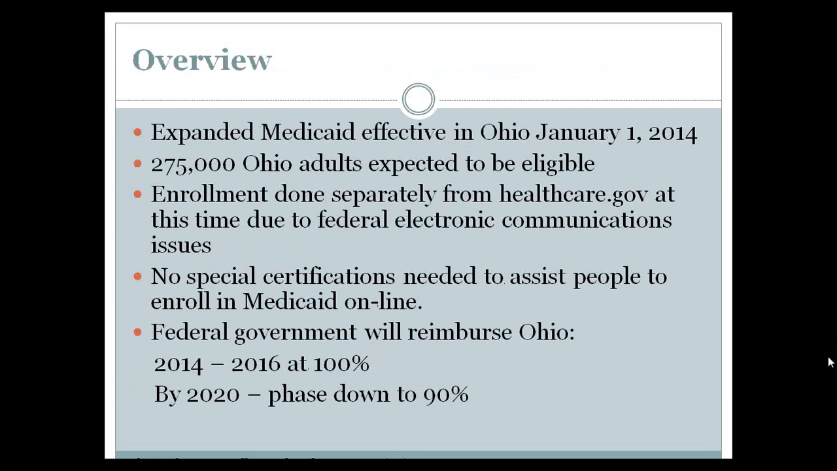So expanded Medicaid became effective in Ohio on January 1st, 2014. And there are an estimated 275,000 Ohio adults who are expected to be eligible for this expansion. The enrollment right now is being done separately from healthcare.gov because there has been a problem with the federal website being able to send the information to the state website when people first start out at the marketplace and the marketplace tells them that they're eligible for Medicaid.